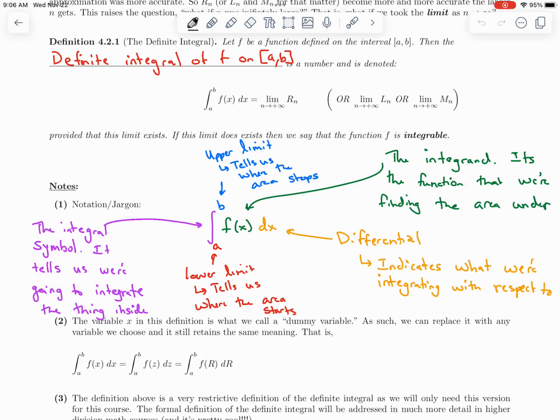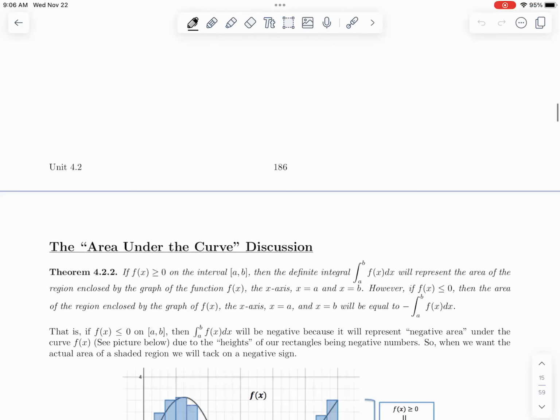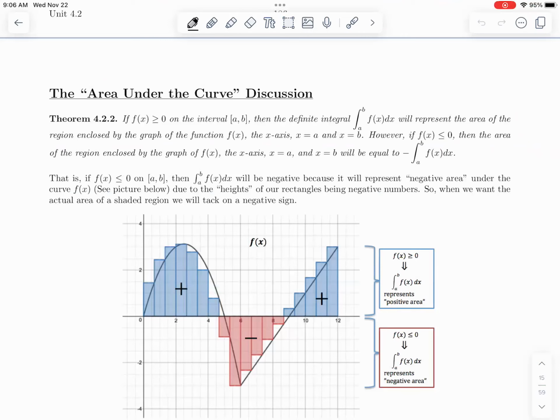And that's fine and dandy if your function is above the x-axis. But as soon as your function starts going below the x-axis, the definition starts to become a little bit wonky. When you're dealing with a negative piece, like I have in red there, the heights of those rectangles are going to be negative, which will result in the rectangles having negative area, which doesn't make sense in a physical world. And so we have to be cognizant of that and tack on a negative sign to counteract that. This is the thing that's important here. The definite integral can be positive and negative.